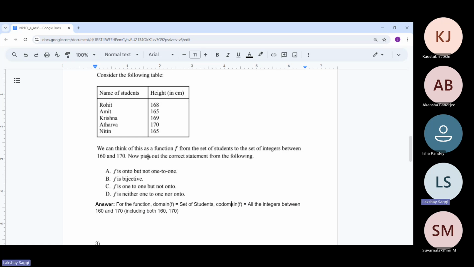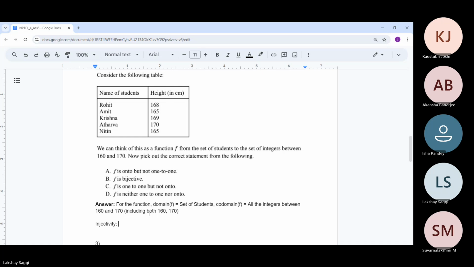And now we want to find the correct statements. So we again want to find out whether f is injective, f is surjective, and all the properties. First, let's check for injectivity. For injectivity, what do we need? We need that no two distinct students should have the same height. That's what injectivity means in essence. But here we can see that Rohit's height is 168, Amit's height is 165, but Nitin's height is also 165.